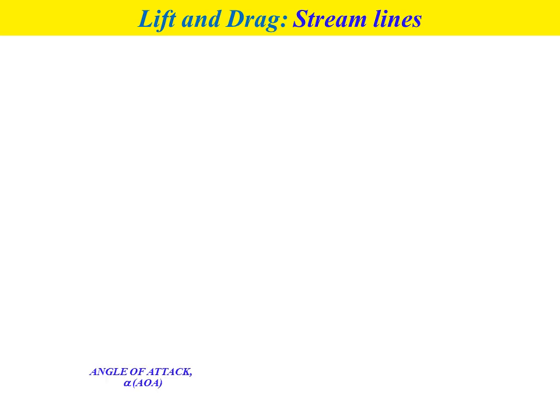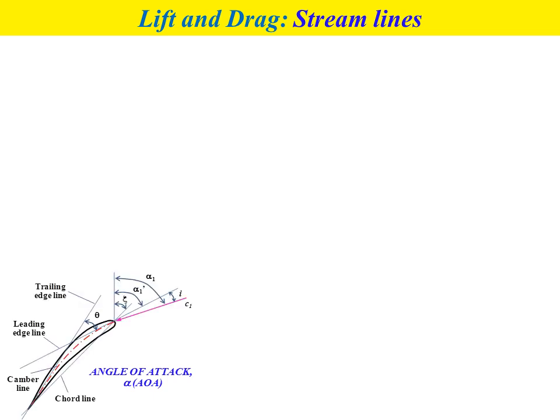Before we discuss the streamlines in detail, we need to know the meaning of angle of attack, alpha or AOA. This figure shows a single blade profile, and the angle of attack, by definition, is the angle between the chord line and the inlet fluid flow velocity vector C1. This is the angle of attack, represented by the alpha symbol.